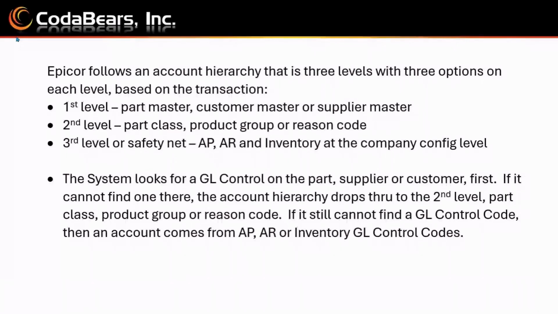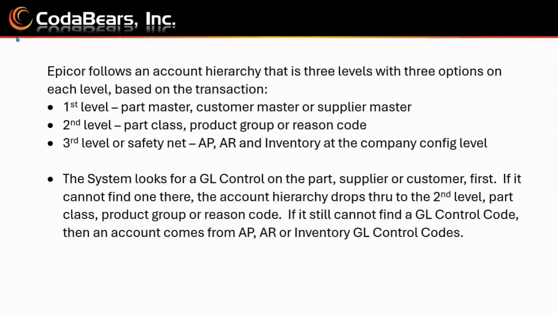The first place where the system goes to look for an account number is the part master, customer master, or supplier master. So an example could be that if you have some international accounts receivable, you could put a GL control on those customers and point them to a different AR GL control, and then that would also generate a different AR aging, depending on who you might want to give that AR aging to.